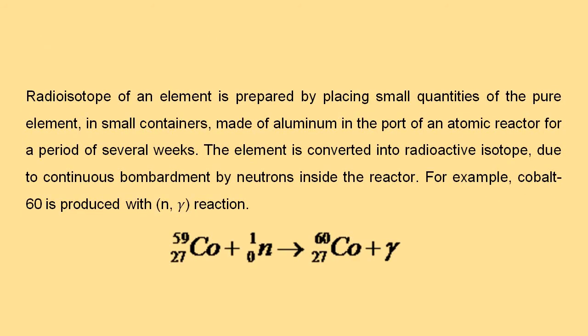A radioisotope of an element is prepared by placing small quantities of pure element in small containers made of aluminium in the port of an atomic reactor for a period of several weeks. The element is converted into a radioactive isotope due to continuous bombardment by neutrons inside the reactor. For example, cobalt-60 is produced with the n,gamma reaction. In n,gamma, the n is the bombarding particle and the gamma is the particle which is produced. So, this is the reaction: cobalt-59 plus neutron will give you cobalt-60 plus gamma. And as we know, this cobalt-60 is a much used radioactive element.